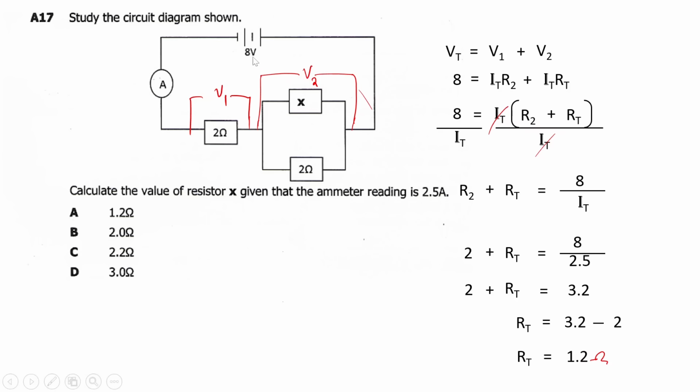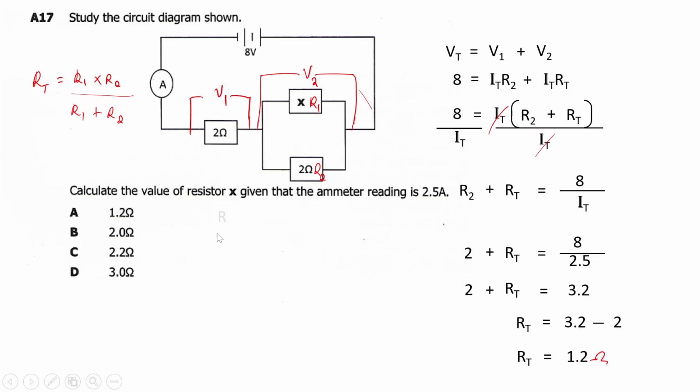Once we know the total resistance here, what we are going to do is use this formula which says, let's say this one we call resistor 1, this one resistor 2. Remember this formula which says total resistor is equal to resistor 1 times resistor 2, then over resistor 1 plus resistor 2. This is the formula for total resistors in parallel. So we'll use this formula.